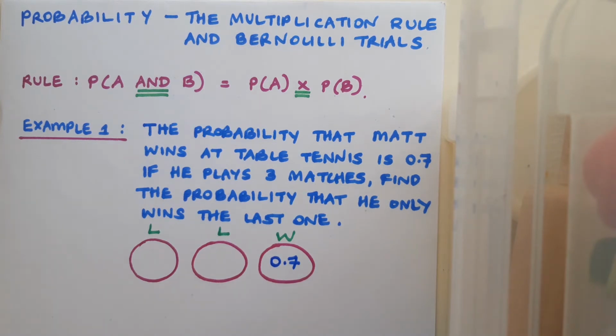What do you think is the probability then that he loses? Well, on any individual match, the chances of losing are 0.3. I want each of these 3 individual events to happen. I want him to lose the first, lose the second, and win the third. Since I want L and W, I must multiply these to get the answer. And when I multiply these values together, I get 0.063. And this is the probability that out of 3 matches, he only wins the last one.